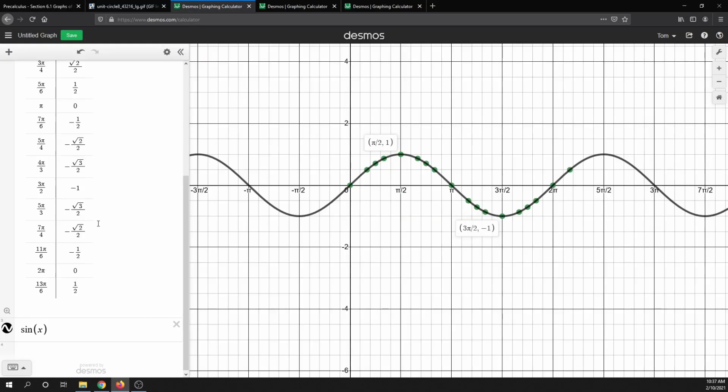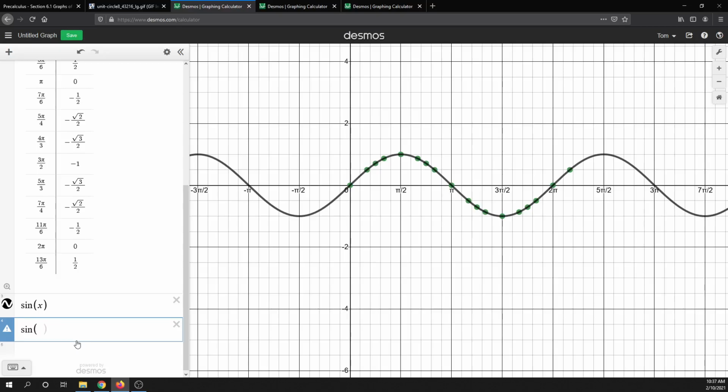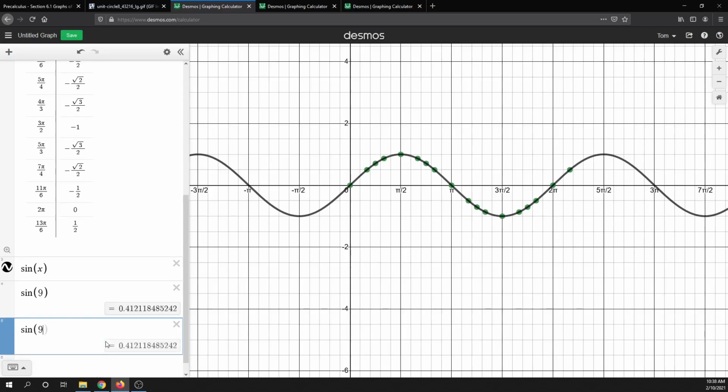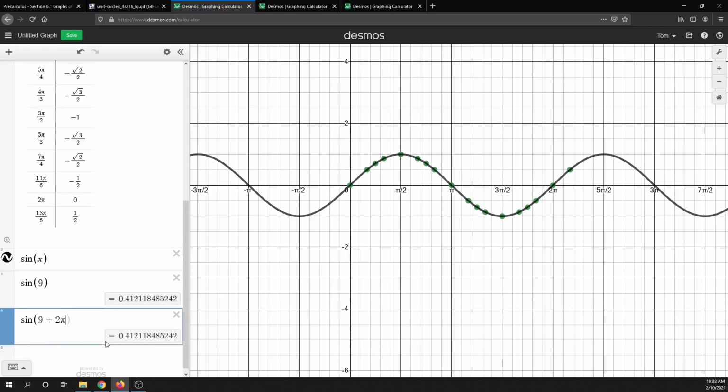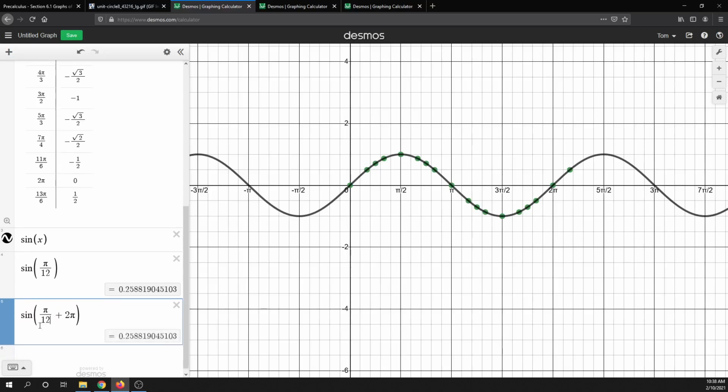And you can just see that if you take a look on Desmos, if I did something like sine of 9, let's say, it comes out to be that value right there. If I do sine of 9 plus 2 pi, you can see I get exactly the same value there. And it's nothing magical about 9. If I change that to anything like pi over 12, that's always going to be true, that these numbers come out to be exactly the same. Okay? All right.